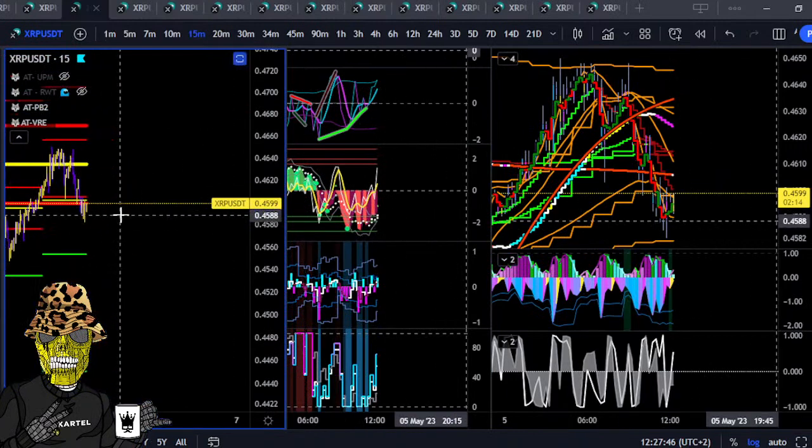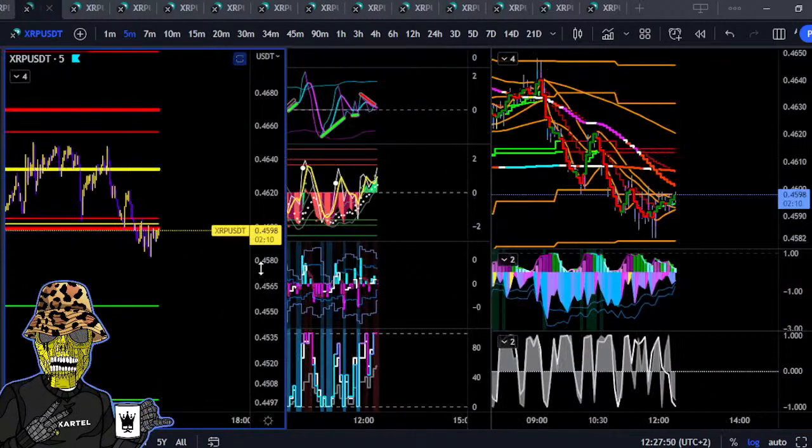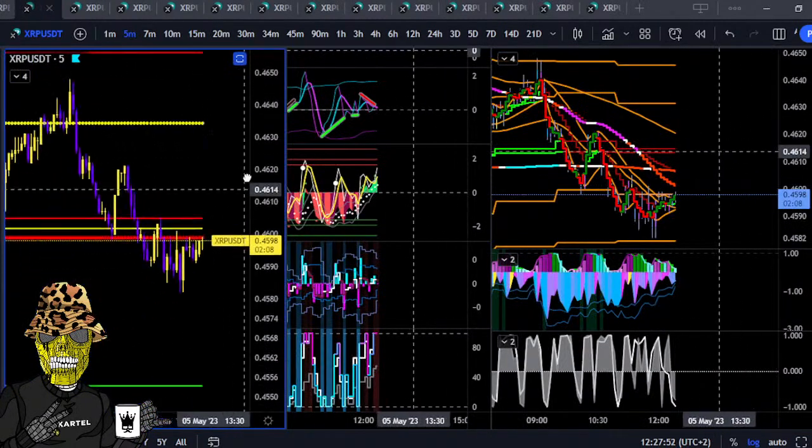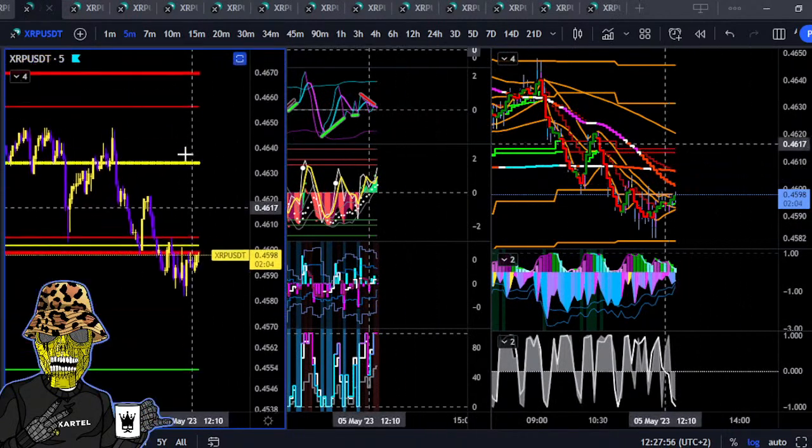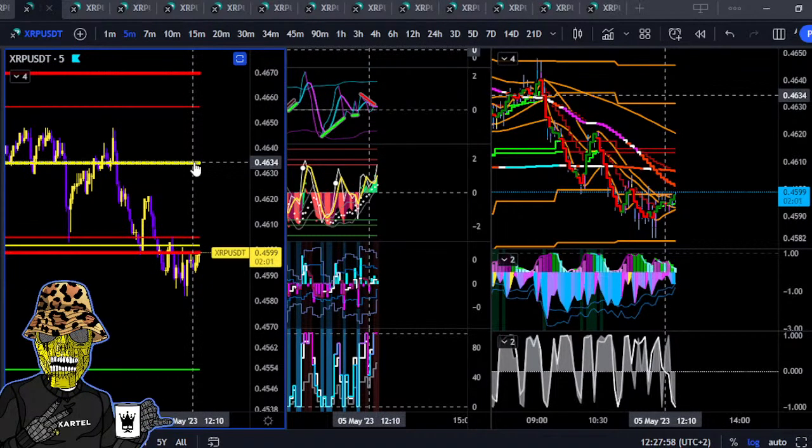Alright. What can we see? Currently on the 5 minute, this is the daily mean reversion. This is the daily mean. This is its magnet. This is where it feels safest at. Currently, the weekly safest magnet is at 46.35.